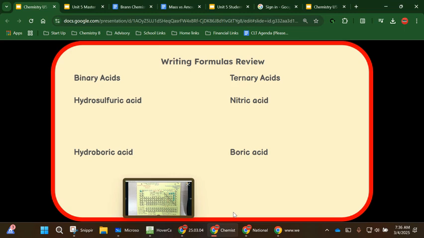Means two elements. The other thing is whenever you write the formula for an acid, what do you have to put after it? AQ. Now, AQ means aqueous. Aqueous means dissolved in water. All acids are aqueous. Not everything that is aqueous is an acid. So aqueous just means dissolved in water. Salt can be dissolved in water. Sugar can be dissolved in water. It does not make them acids. It makes them soluble. Soluble means they can dissolve. So, hydrosulfuric acid, ladies and gentlemen. The first element has to be hydrogen.